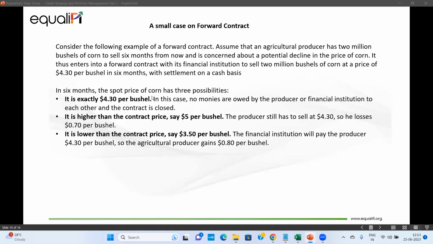Okay, so what happens? The agreement was selling at 4.3 per bushel in 6 months. Now, in case the ongoing price in the market is 5, still the producer has to sell it at 4.3, so he incurs a loss of 0.70 per bushel. And if it is lower, say around 3.5, then the producer is gaining 0.80 per bushel. So this is a forward contract. I'm not talking about a future contract, Kunal. The example which I have given is a forward contract.